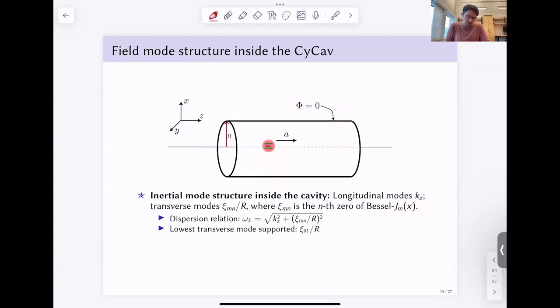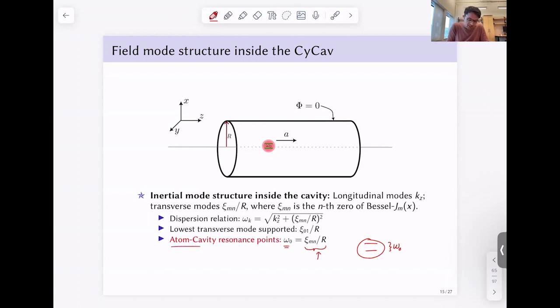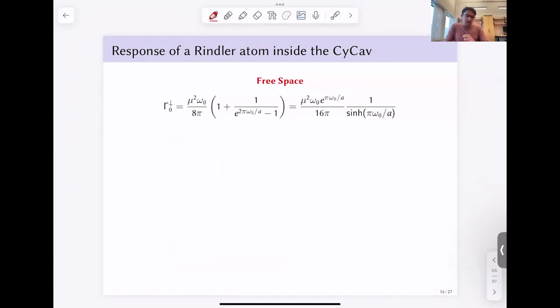Let us also note that the lowest transverse mode supported by this cavity has a frequency given by chi_01 over R. Since the cavity is modifying the transverse field modes, whenever the proper frequency gap between the two levels of the atom is equal to any of the transverse field mode frequencies, we'll call such configurations the resonance points of the atom-cavity system.